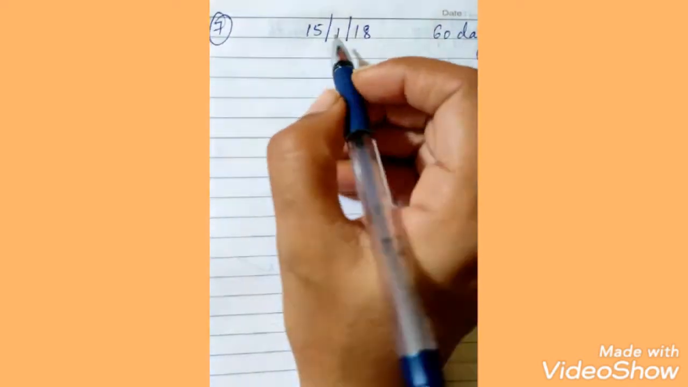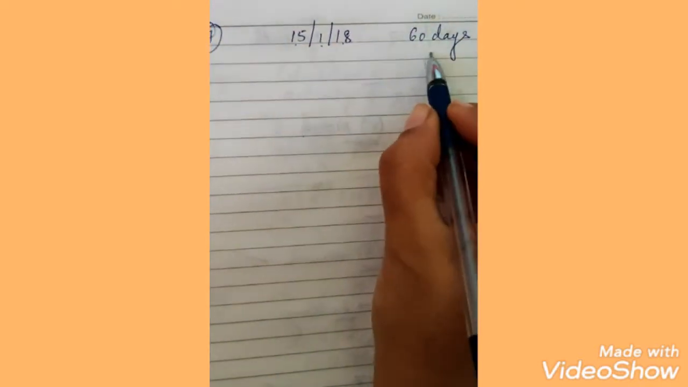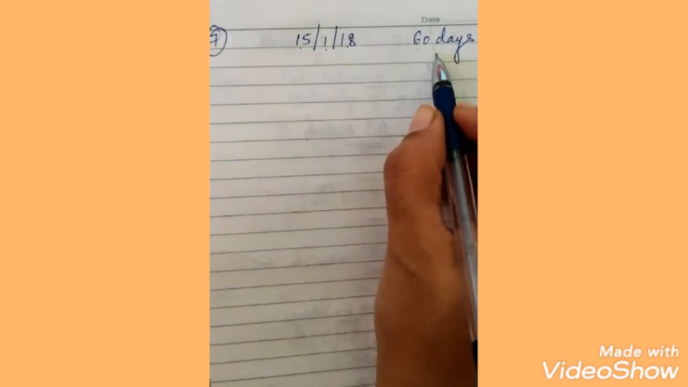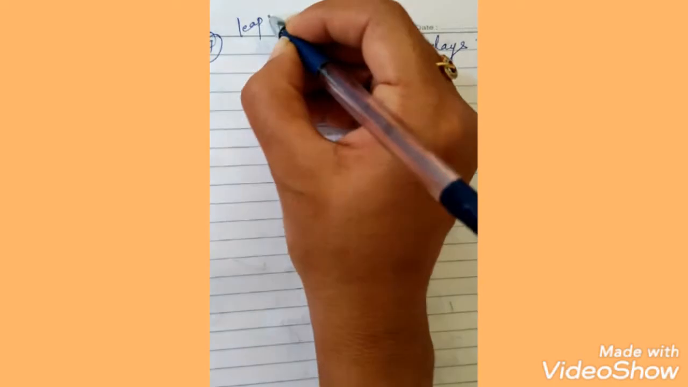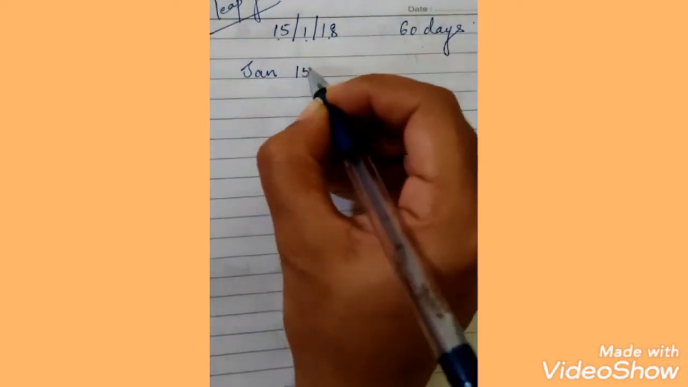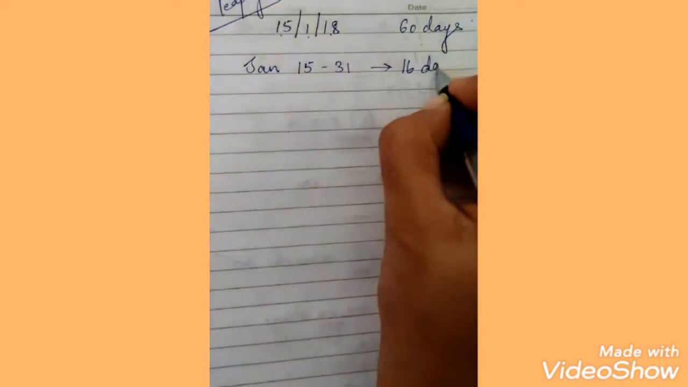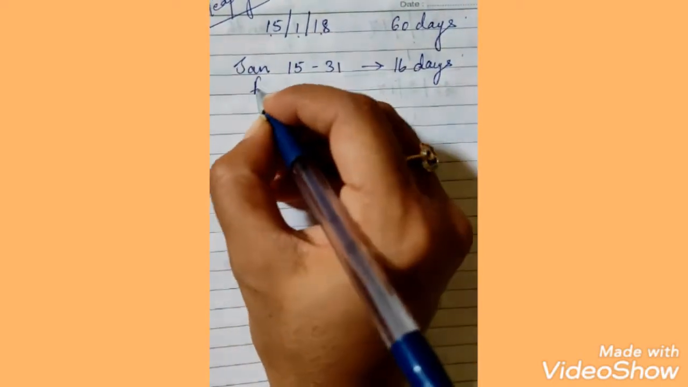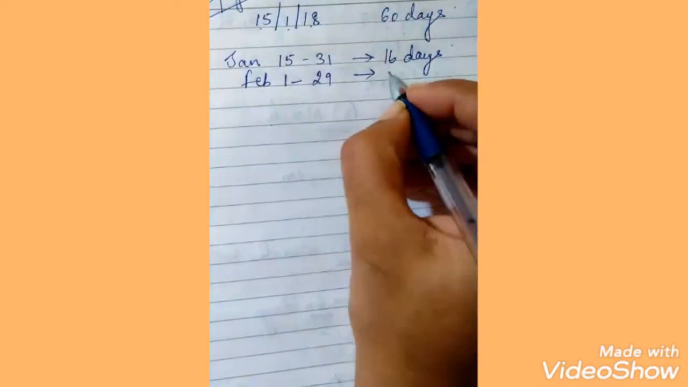I'll take the last example. Suppose the bill is drawn on 15th January 2018 and the bill is drawn for 60 days, right? Now how are you going to calculate the date of maturity? Just assume that this is a leap year. Now from January, how many days do you have? From 15 to 31, it will be 16 days, right? Then in Feb, how many days will you have? If it is a leap year, then 29 days.